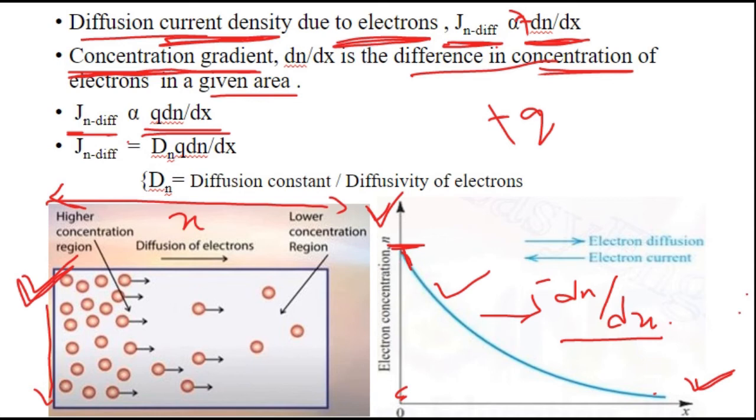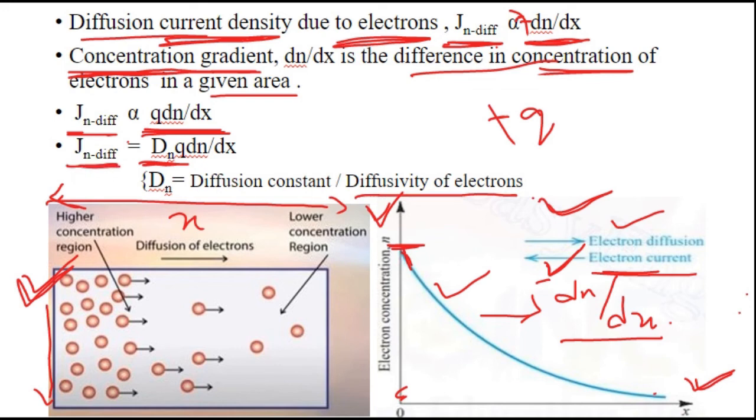Here one important thing you have to see is that the electron diffusion is opposite to that of the electron current because of the conventional flow of current. The conventional current always moves in a direction opposite to that of the electrons. So now you are getting this, and we will equate it with a constant called the diffusion constant, or also called the diffusivity of electrons.